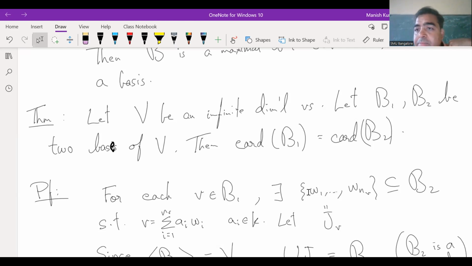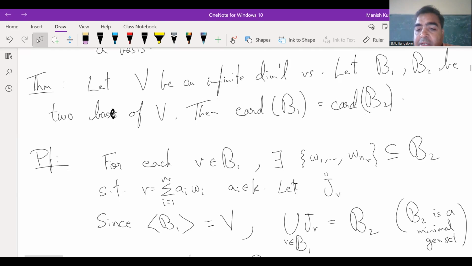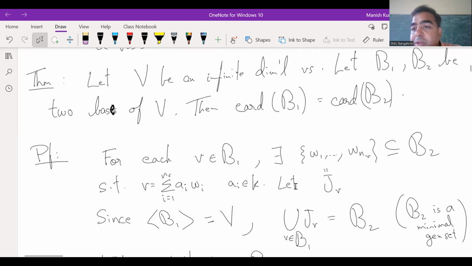Now you see for each v in B1, we have got a set J_v, which is a finite set. Now think about it. The span of B1 is the whole of V. So the union of these J_v has to be the whole of B2, because B2 is a minimal generating set.